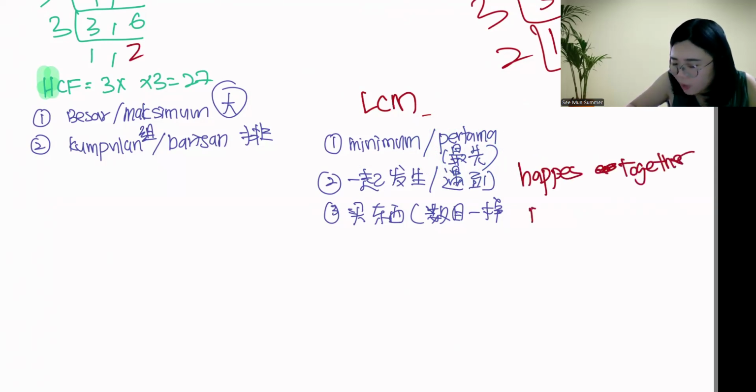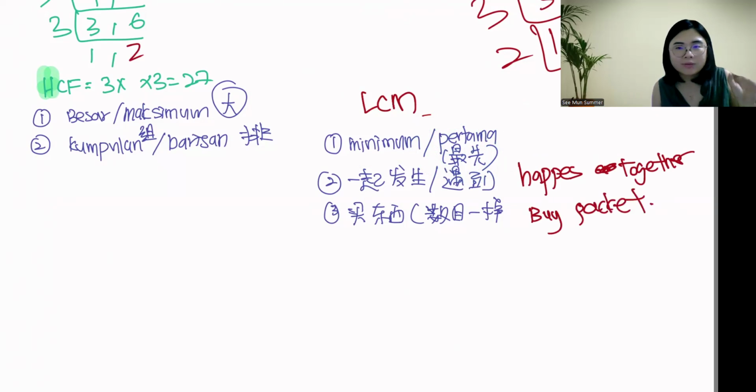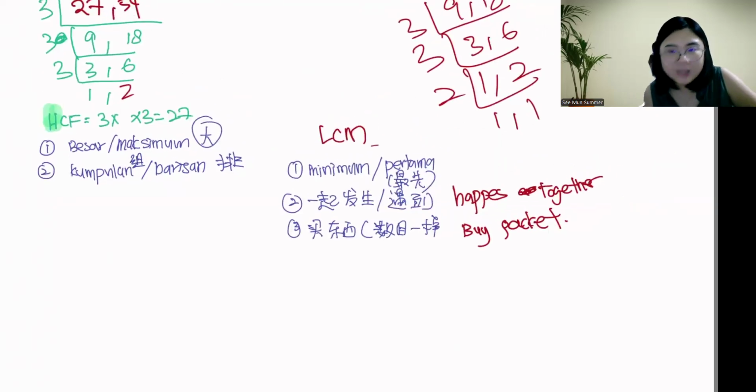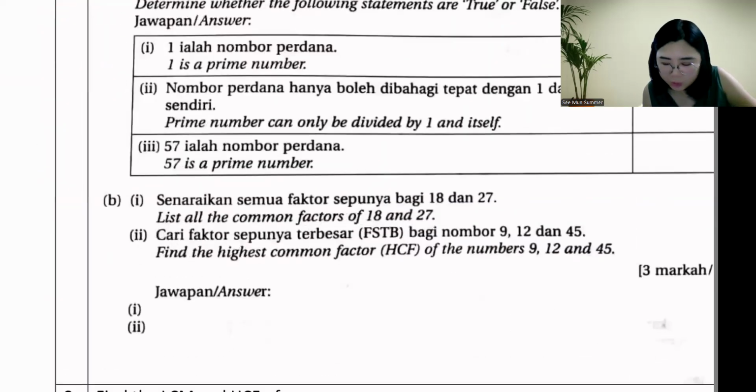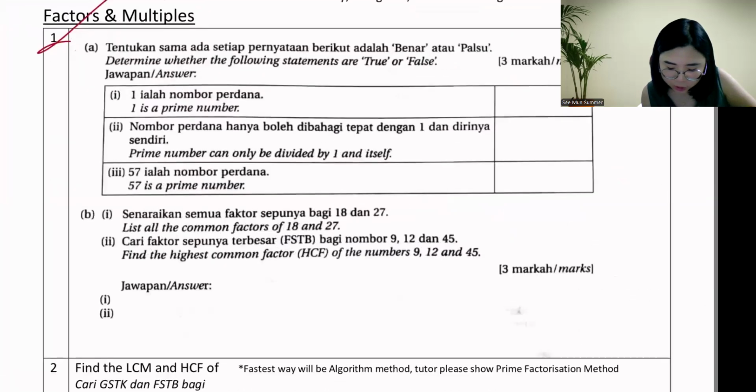Or sometimes when we buy stuff, buy packets. Later we'll demo. Okay, so far so good. So you all recall already, right? So when it happens again, meaning the first to happen again, the closest date to happen again, so they say pertama or the first one. So normally it's LCM. Okay, so moving forward, let's try this question.